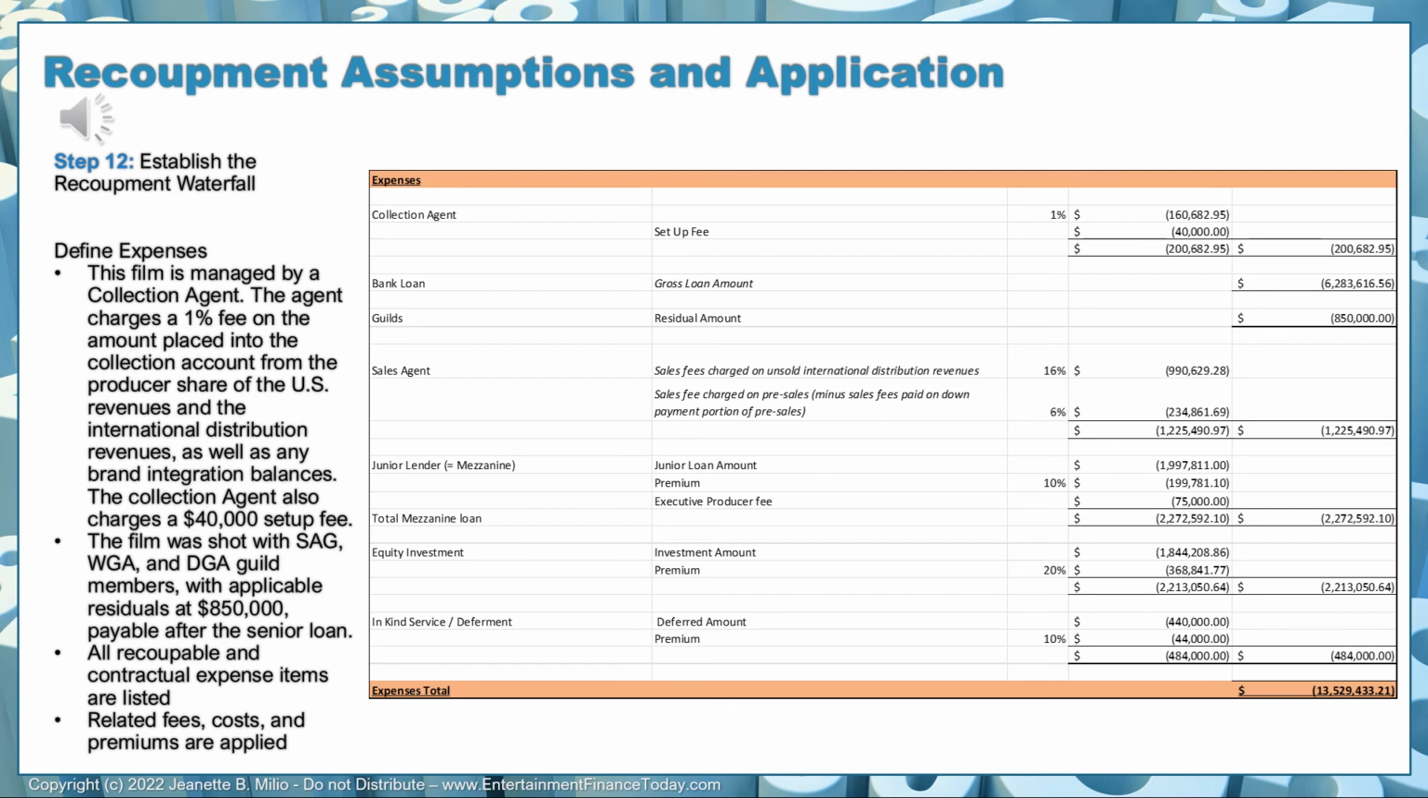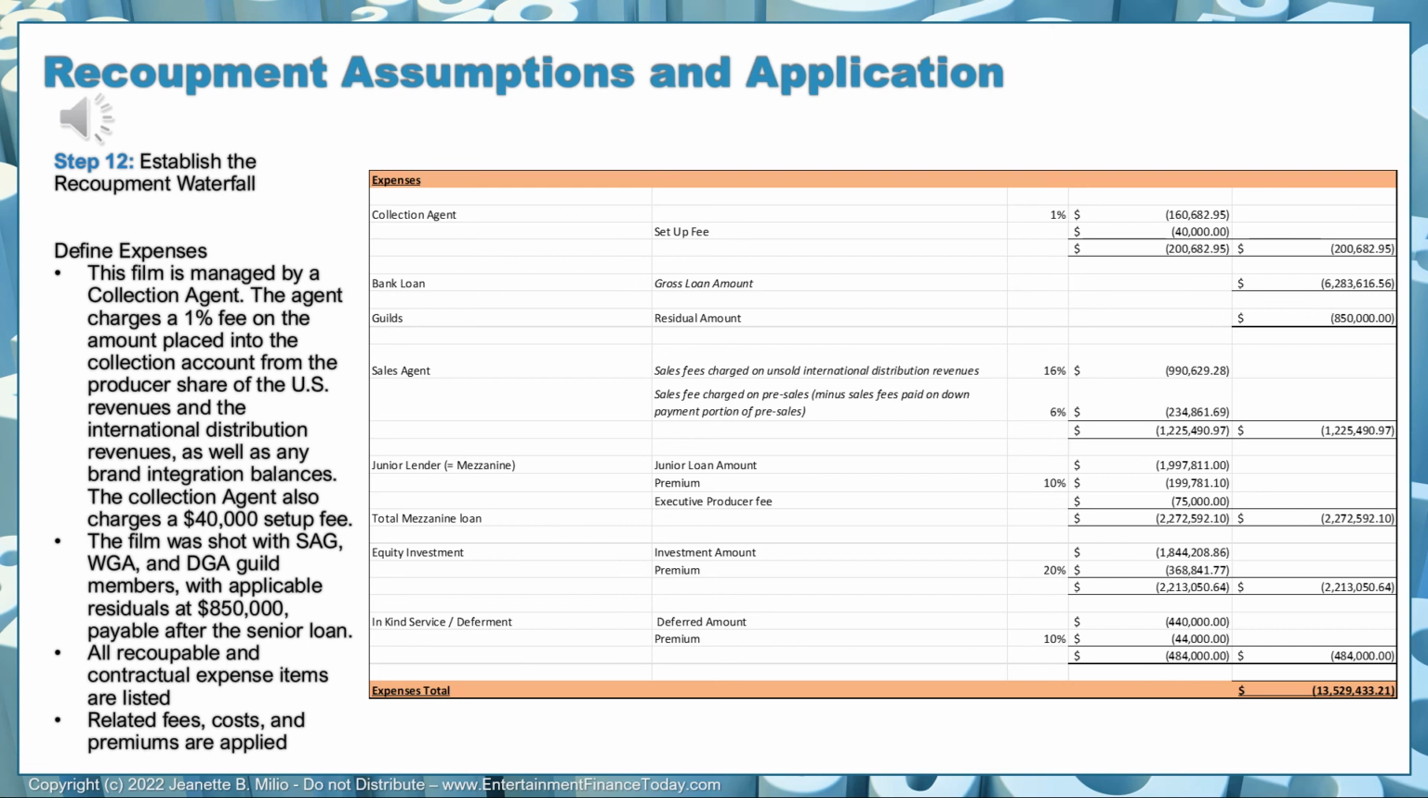Then we are charged the sales agency fee on the unsold international distribution revenues of 16%, 990,629.28. The sales fee on the pre-sales is due, but remember, we already got some of that, so we need to deduct the portion that we paid already on the pre-sale amount. So another 6% is due here, and that is 234,861.69. So altogether, we're paying the sales agent 1,225,490.97.